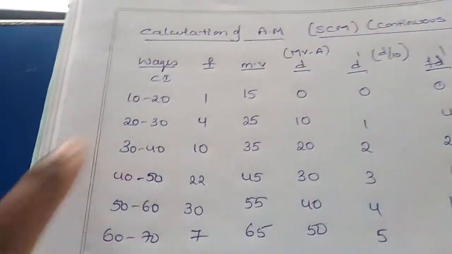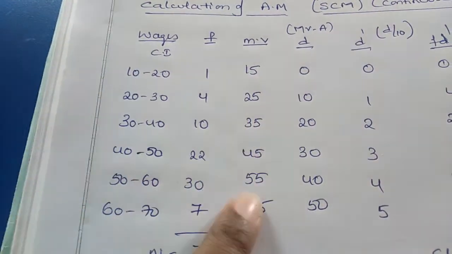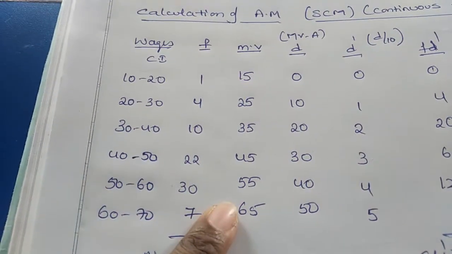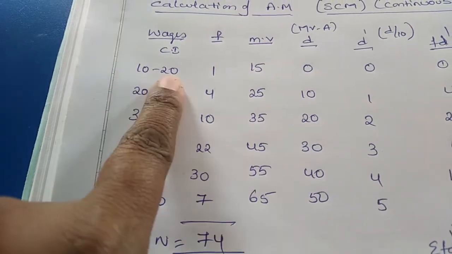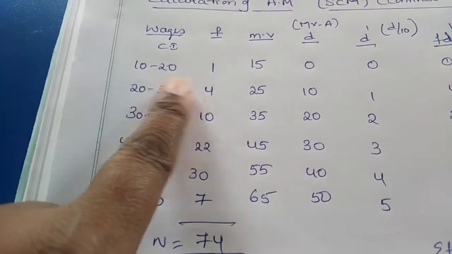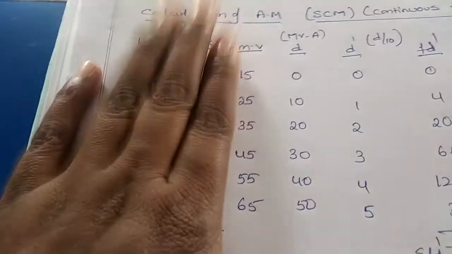in the case of the shortcut method, same question, 10 to 20, same frequency and mid values as it is. Mid values, as I have said, are the lower limit plus the upper limit of the class interval, both you have to add and divide by 2, then you will get the mid values. Okay, till here it is the same.